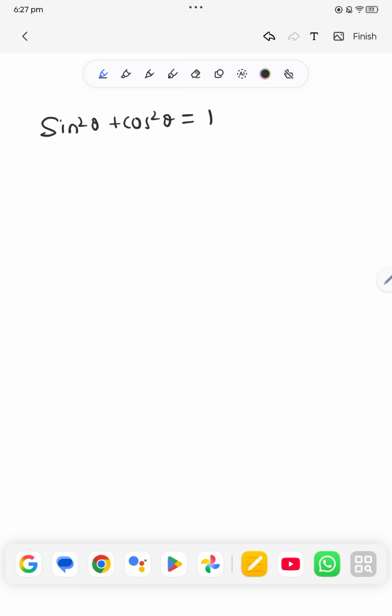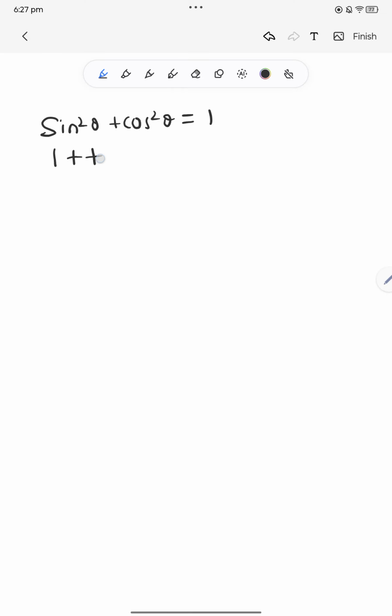Sin square theta plus cos square theta is equal to 1. 1 plus tan square theta is equal to secant square theta. 1 plus cot square theta is equal to cosecant square theta.